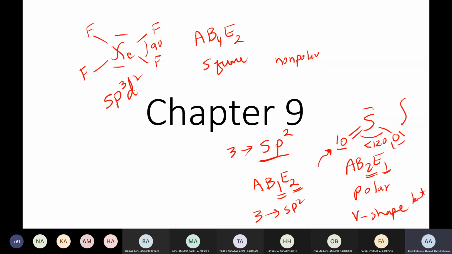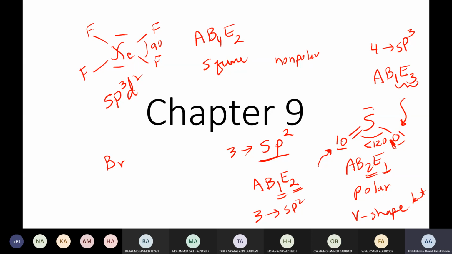Now, what's the hybridization of this oxygen? First, what's the electron domain of this oxygen? No, it's not the same thing. It's AB1E3. So what's the hybridization of this oxygen? The total is 4, so it is sp3. Clear? Very good.